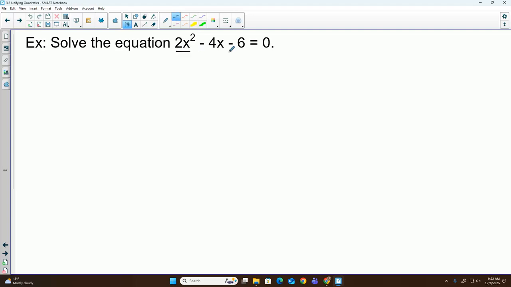Completely fine and maybe the easiest option. So if we divide by 2, all right, and then we should be able to solve this. What do we do?